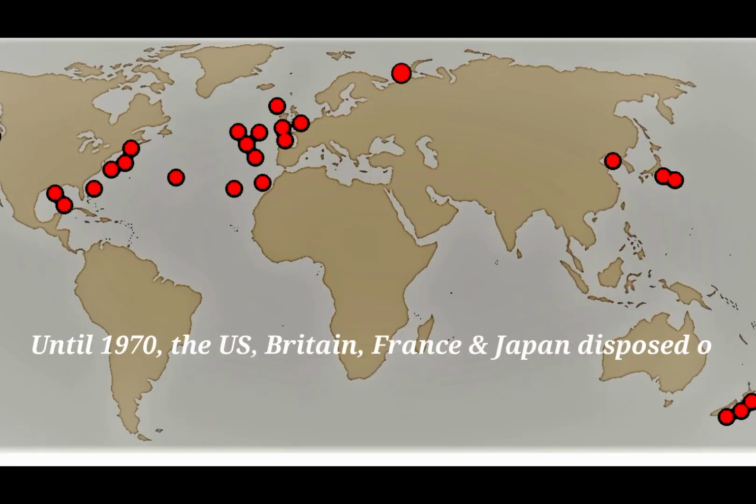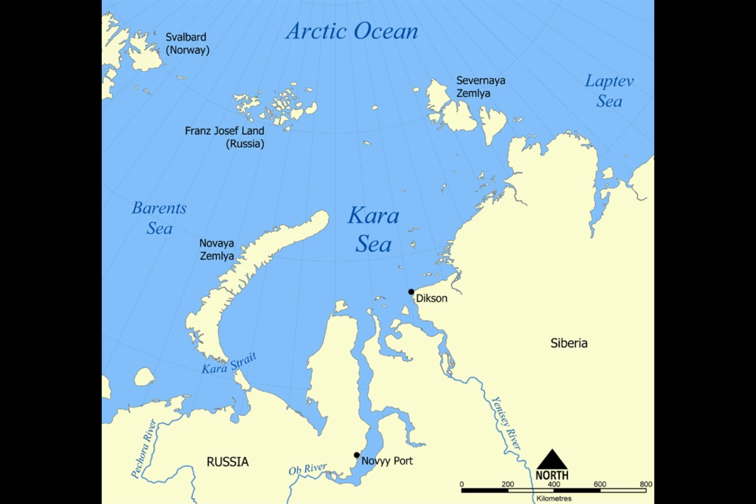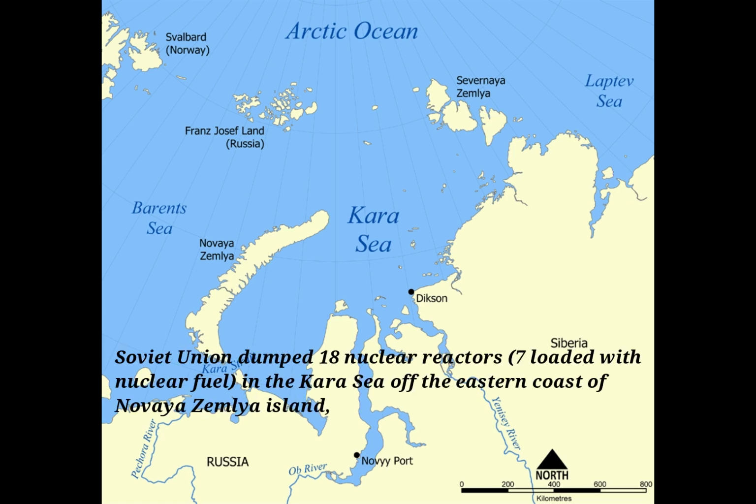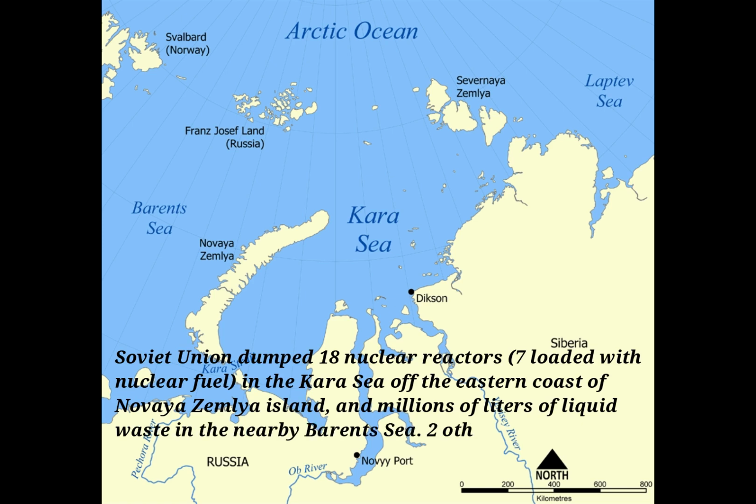Until 1970, the United States, Britain, France, and Japan disposed of radioactive waste in the ocean. The Soviet Union dumped active nuclear reactors, 7 loaded with nuclear fuel, in the Kara Sea off the eastern coast of Novaya Zemlya Island, and millions of liters of liquid waste in the nearby Barents Sea. 2 other reactors were sunk in the Sea of Japan.